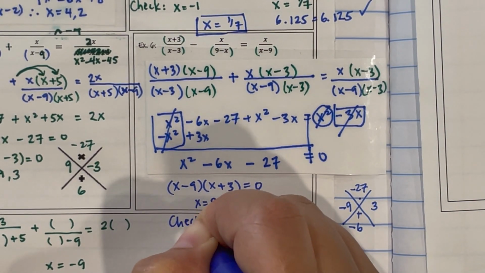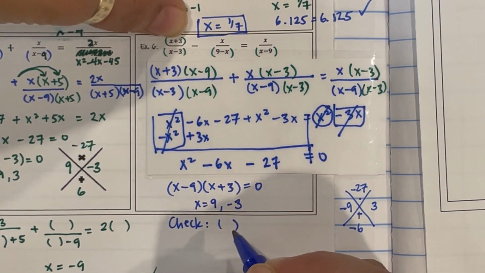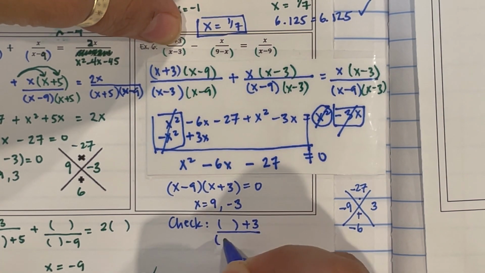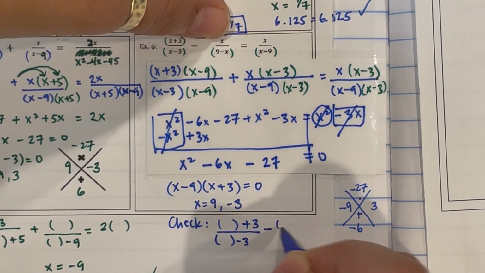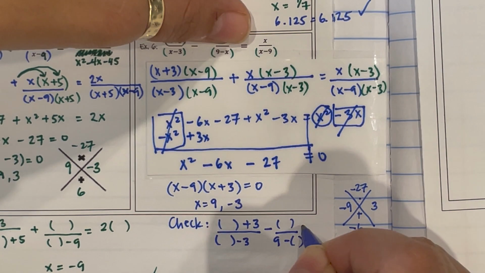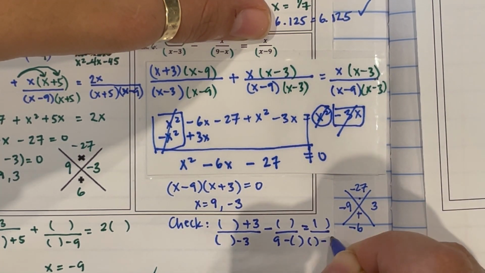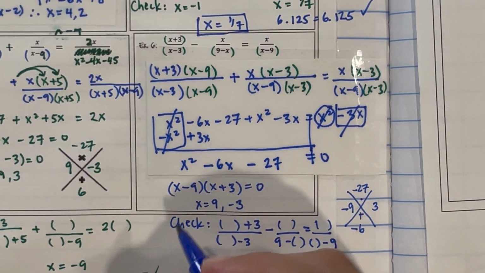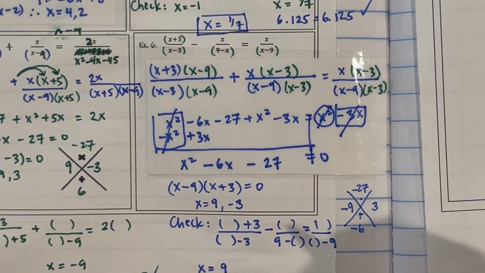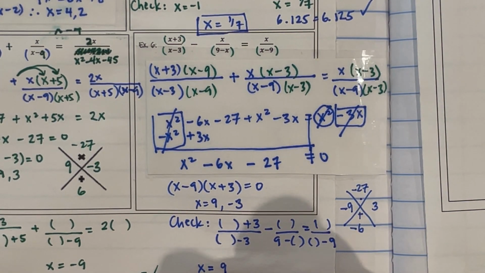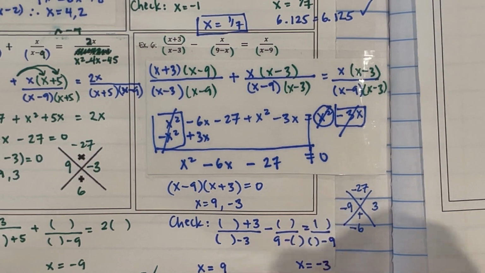Check to see if those are solutions, that there are no extraneous solutions. All right, so again, everywhere I see x, I'm putting parentheses. All right, so I see an x on the top, parentheses. I see an x on the bottom, parentheses. Parentheses over, parentheses minus 9. And take that whole thing and you're going to put it in the calculator, and inside your parentheses, you're going to check 9. And then you're going to check negative 3.